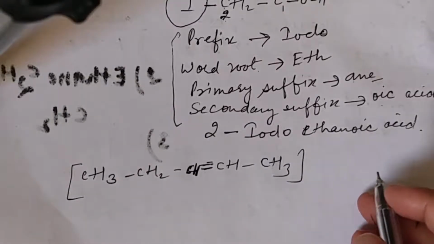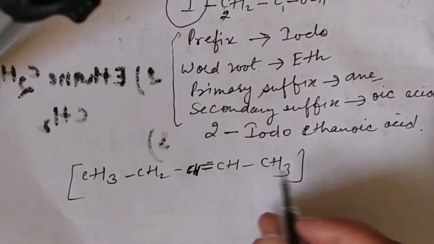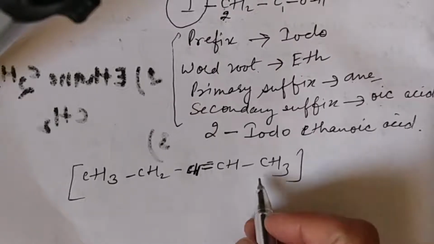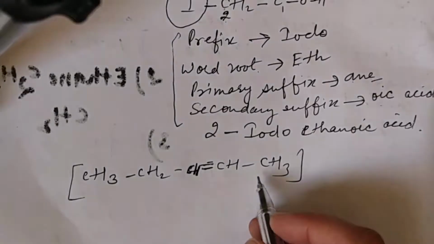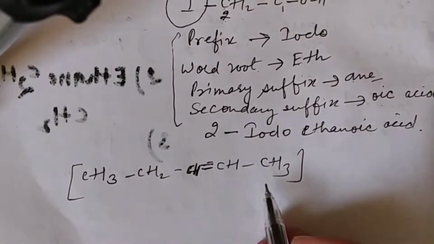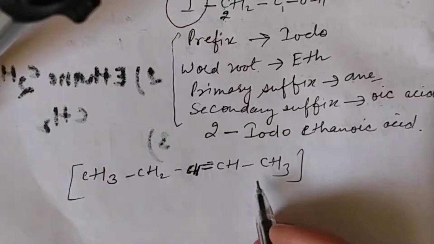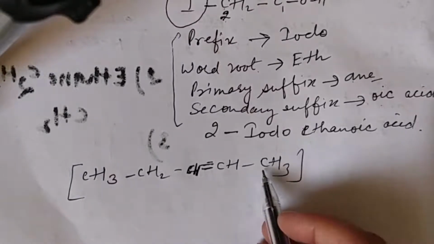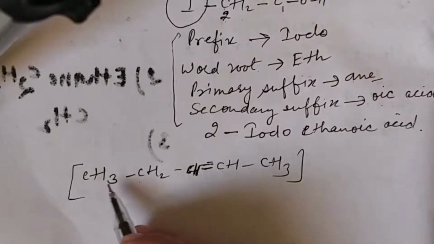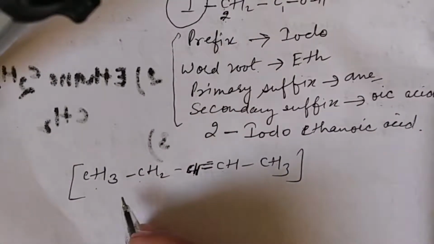The first rule that you have to keep in mind is to take the longest possible chain in the organic compound. Take the longest possible chain in the organic compound. It will be 1 2 3 4 5, so it is a 5 carbon atom chain. So you have to take pent as the word root for this compound.